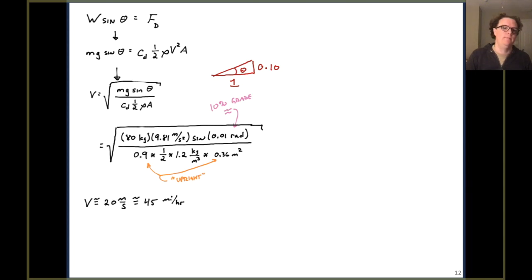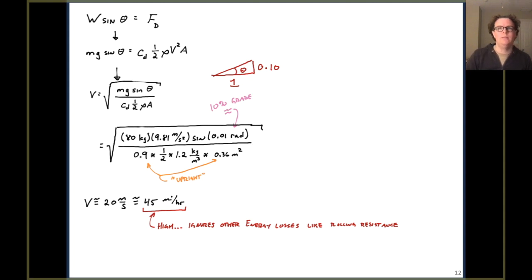Okay, so if we do this calculation, we would come up with a velocity of about 20 meters per second, and that translates to about 45 miles per hour. So what do you think? Is 45 miles an hour actually how fast you can go on a bicycle?